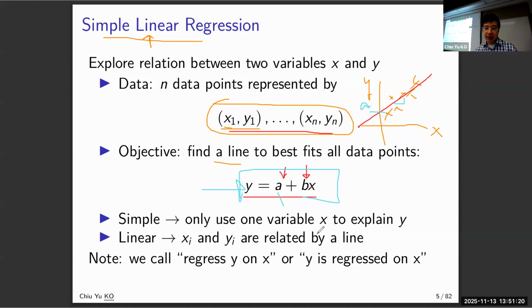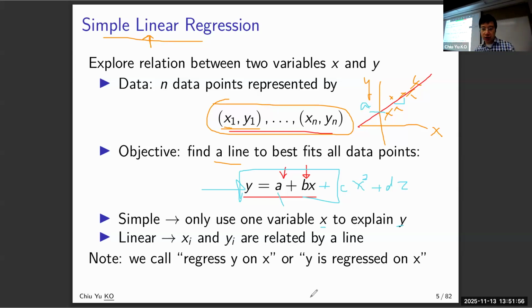And simple linear, as I said: simple means you only have 2 variables, use X to explain Y. And linear, because it's a line, you don't have a square term. In the next course, if you ever take it, you can actually have squared terms, something like that, and so on and so forth. It need not be X, it can be like a function of Z, but that would not be in my class. So you will call this regress Y on X.